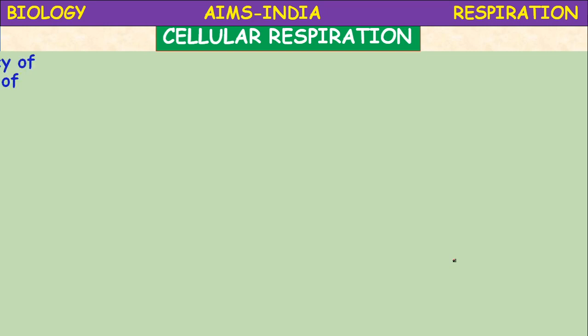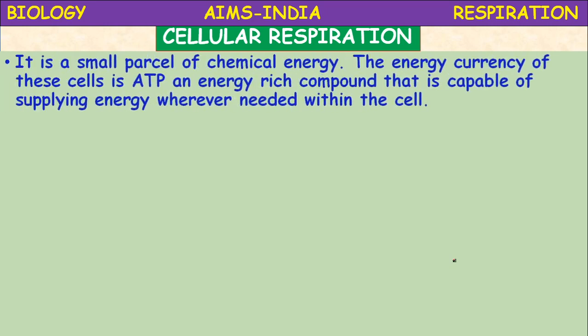Okay, children, let us proceed. It is a small parcel of chemical energy. The energy currency of these cells is ATP, an energy-rich compound that is capable of supplying energy wherever needed within the cell. Whenever energy is required for any process, this ATP breaks to release the inorganic phosphate, which is rich in energy, and it will be utilized.